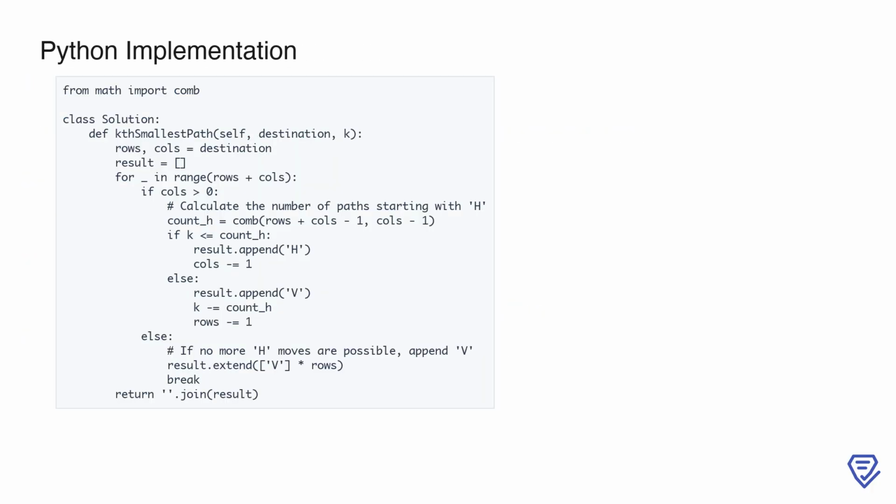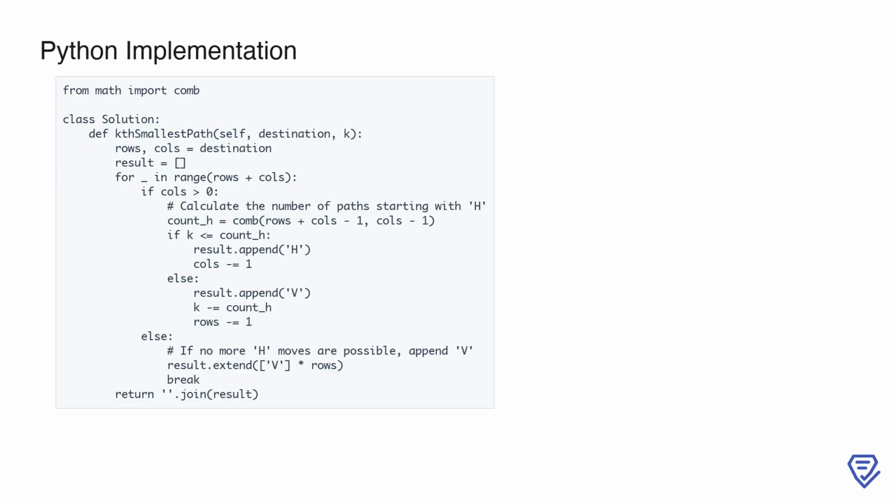This Python implementation efficiently solves LeetCode problem 1643, Kth Smallest Instructions, by leveraging combinatorics to avoid generating all possible paths. The goal is to find the kth lexicographically smallest path from the top left corner to the bottom right corner of a grid, given the number of horizontal, h, and vertical, v, moves needed.